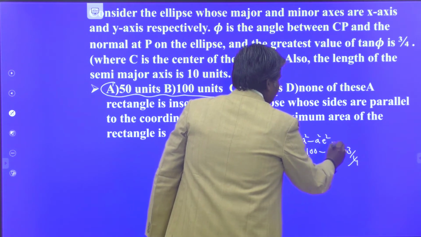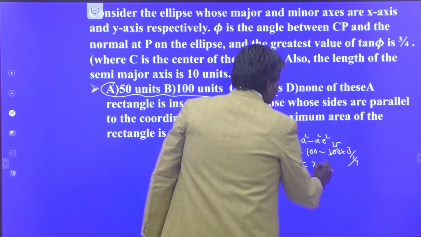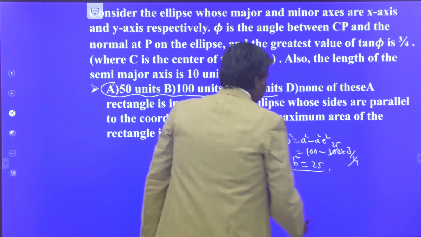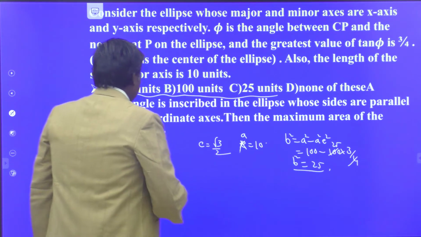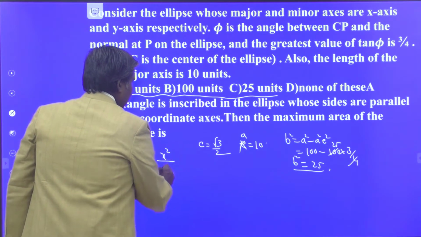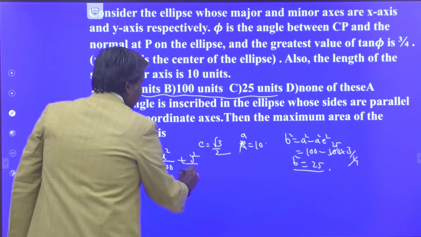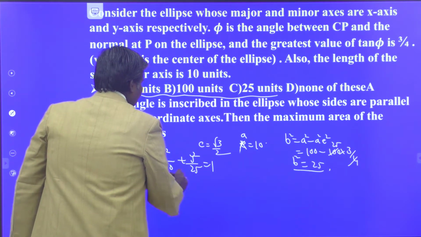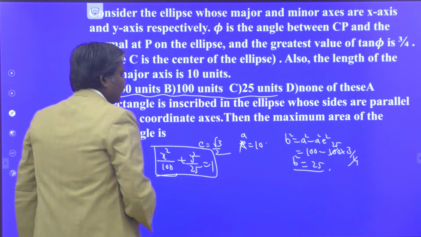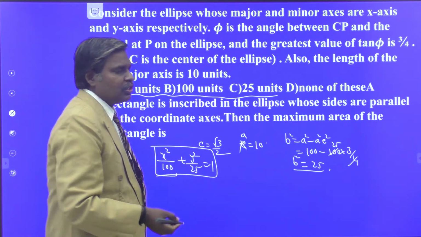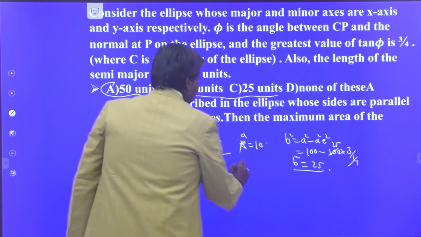So 25 times 3, that is 75. B square is nothing but 25. So your ellipse is x square by a square 100 plus y square by b square 25 equal to 1. Maximum area of the rectangle that can be inscribed in the ellipse is what? 2ab. All of you know that one.